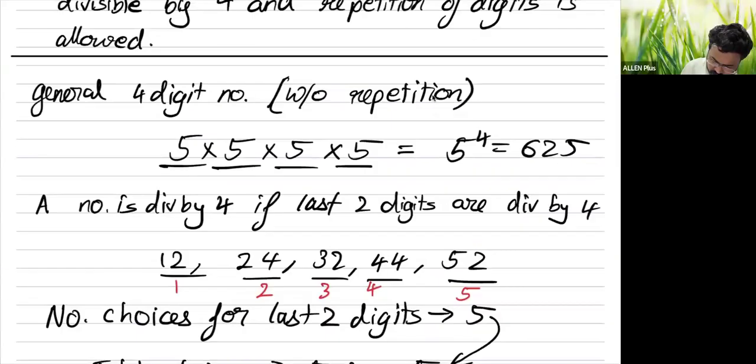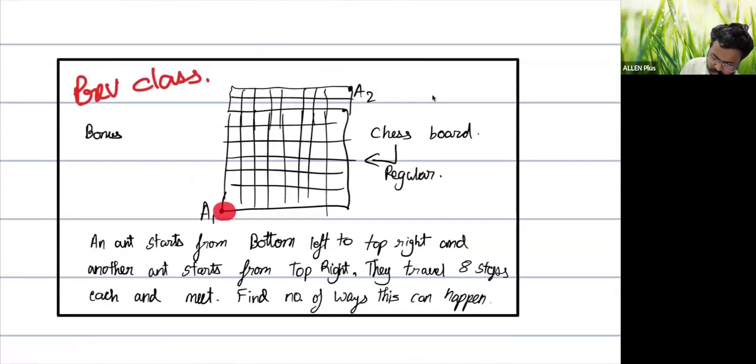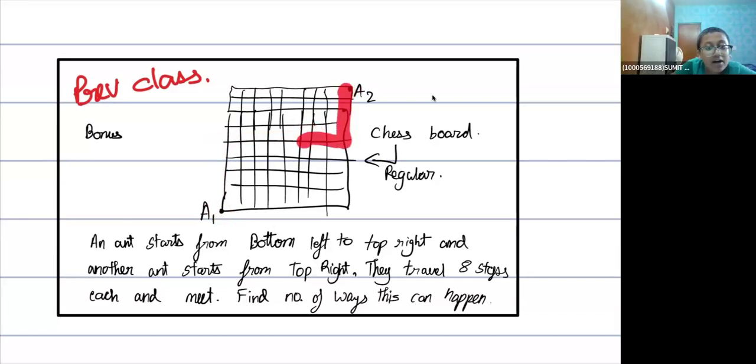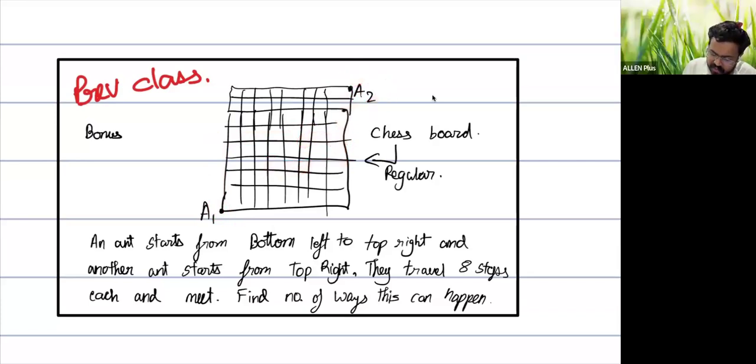So see, Sumit, in this question, you start at point A1, and another ant starts at point A2. How many ways are there in which these two ants meet anywhere on the board? Ant A1 can only move up, left and right. A2 can move down, left and right. They meet somewhere on the board, some random point. They can meet over here, over here, or here, anywhere on the board. How many ways can this happen?